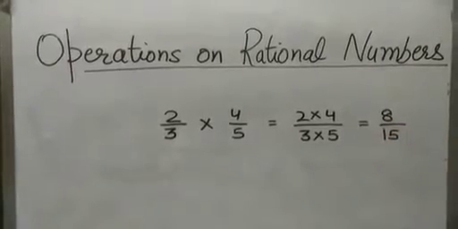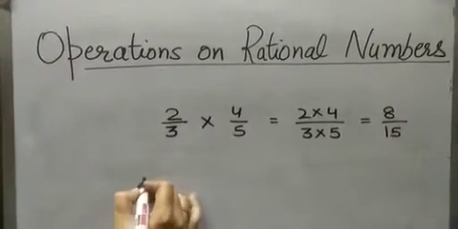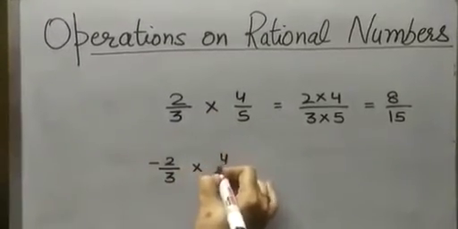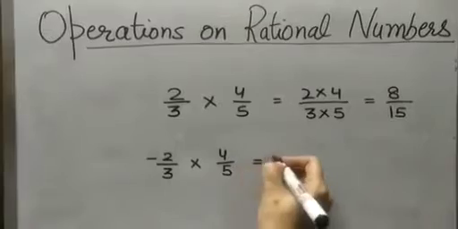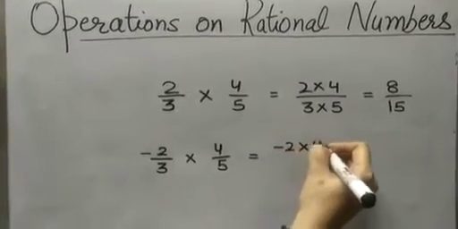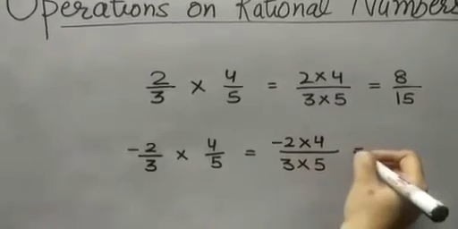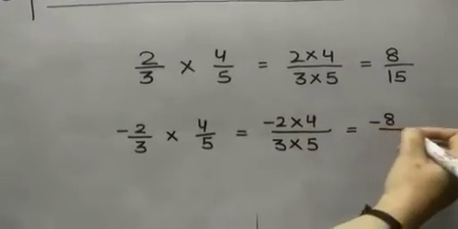In the same manner, we multiply the rational numbers. I am taking two rational numbers: minus 2 by 3, and the second rational number is the same, 4 by 5. The method is the same: multiply the numerator with the numerator and the denominator with the denominator. Now the result is minus 8 by 15.